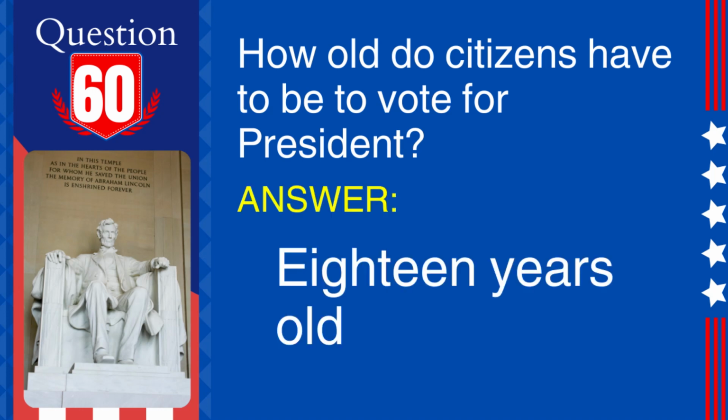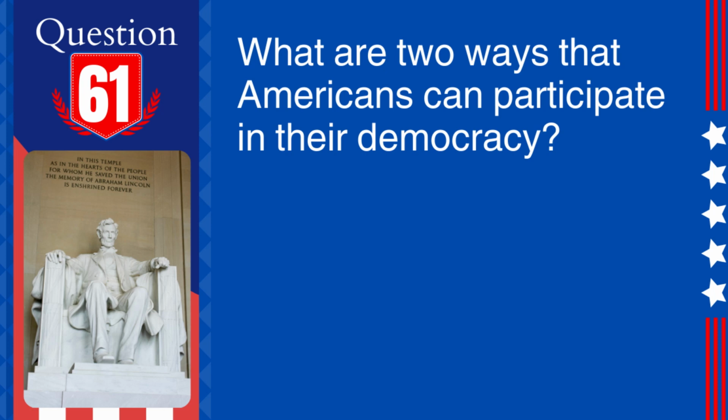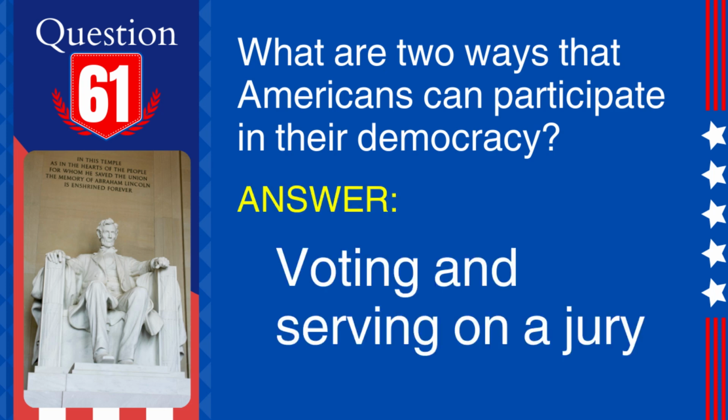Answer: 18 years old. Explanation: the 26th Amendment to the U.S. Constitution, ratified in 1971, lowered the voting age in the United States to 18 years. 61. Question: One or two ways that Americans can participate in their democracy. Answer: voting and serving on a jury.